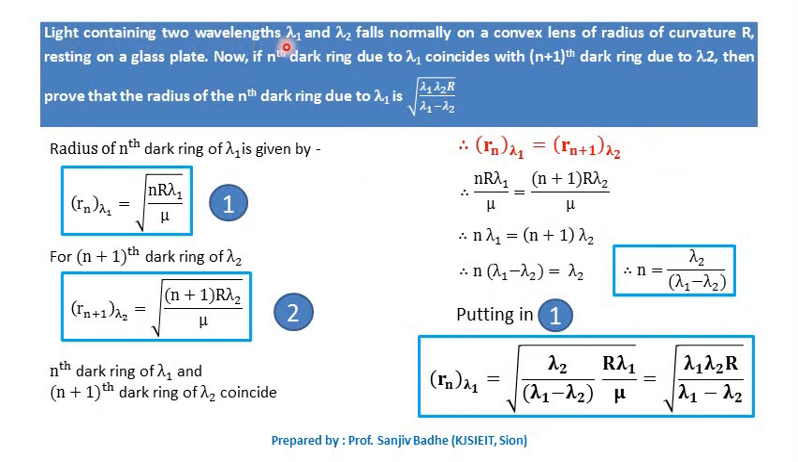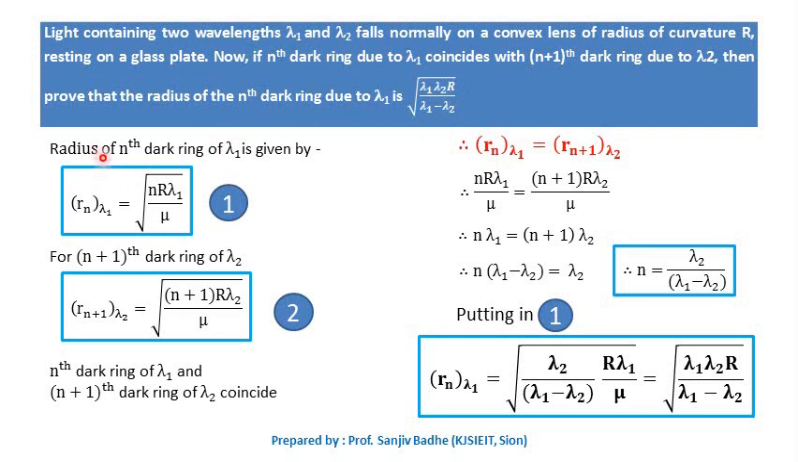Light containing two wavelengths lambda 1 and lambda 2 falls normally on a convex lens of radius of curvature r resting on a glass plate. Now if the nth dark ring due to lambda 1 coincides with the n plus 1th dark ring due to lambda 2, then prove that the radius of the nth dark ring due to lambda 1 is square root of lambda 1 lambda 2 r upon lambda 1 minus lambda 2.